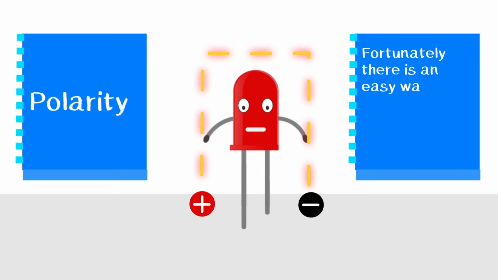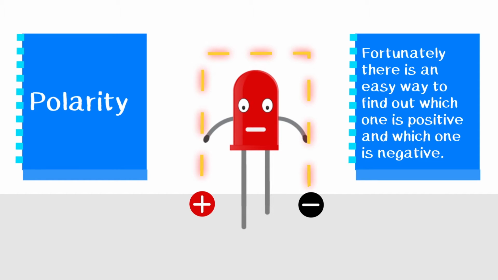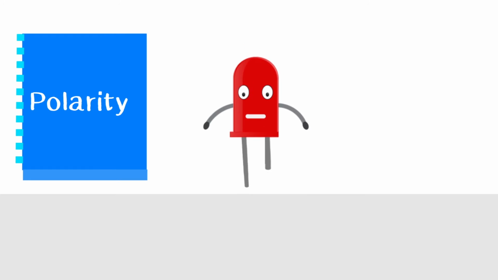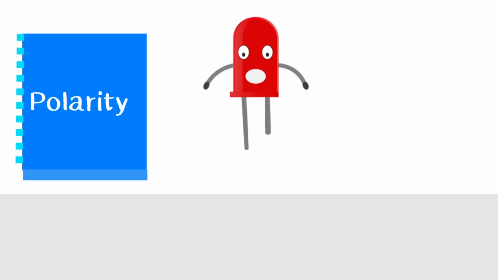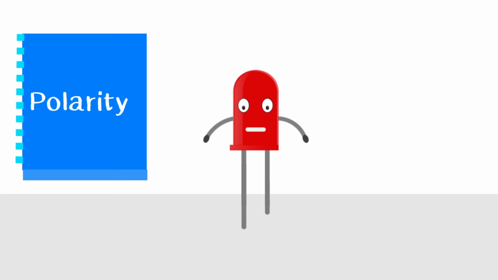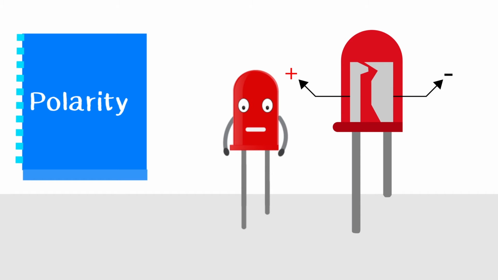Fortunately, there's an easy way to find out which terminal is positive and which is negative. Out of my 2 legs, my 2 terminals, the longer one is positive and the other is negative. But this is not a foolproof method. If you look closely at the base, you notice that the boundary is flat above one of my legs. This one is negative and the other is positive.